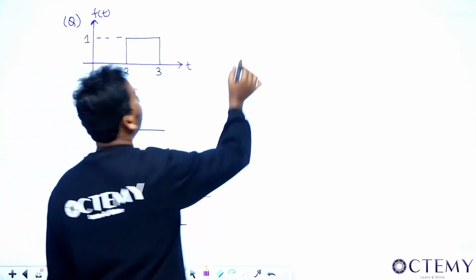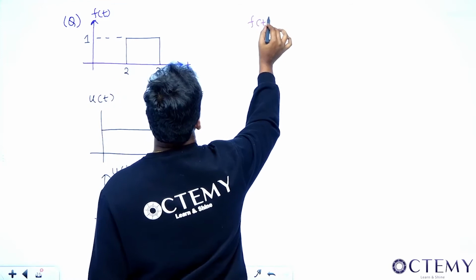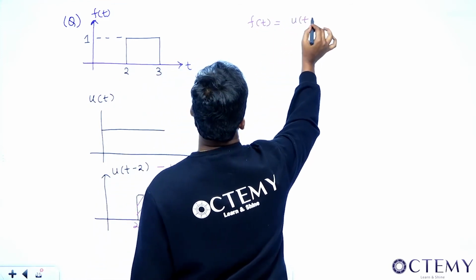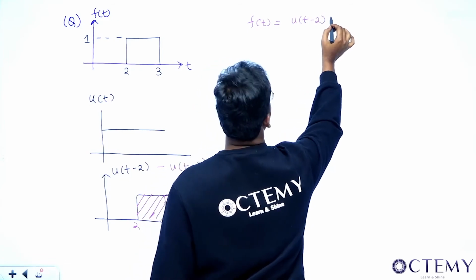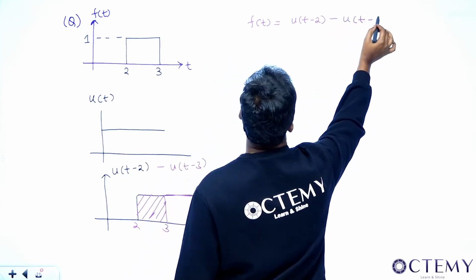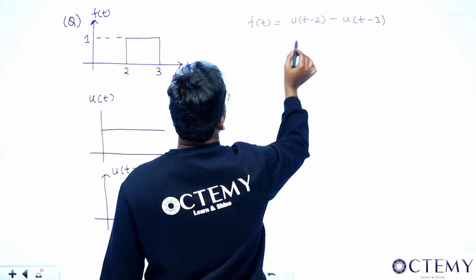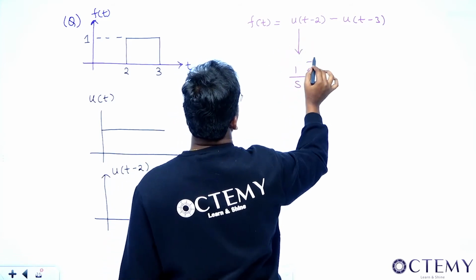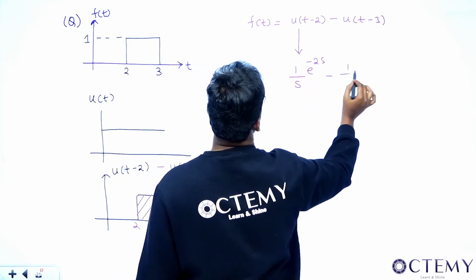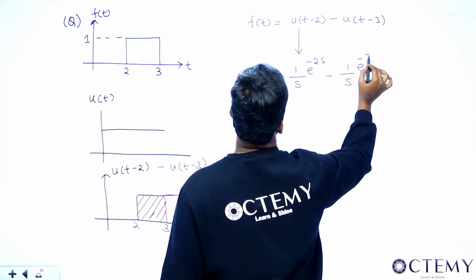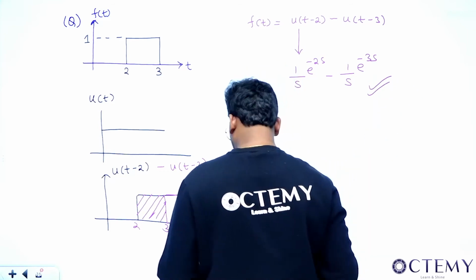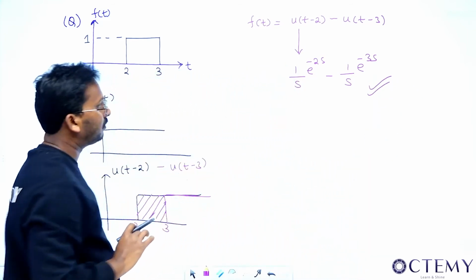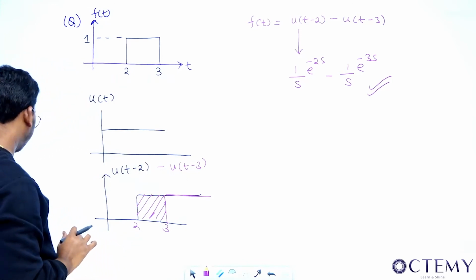That means what is your f of t, sir? So basically your f of t is u(t minus 2) minus u(t minus 3). So this will become what, sir? The Laplace of u(t) is 1 by s, so it is 1 by s e power minus 2s minus 1 by s e power minus 3s. This should be the answer, right? Next, sir, these are some of the previous year questions asked from this particular topic.